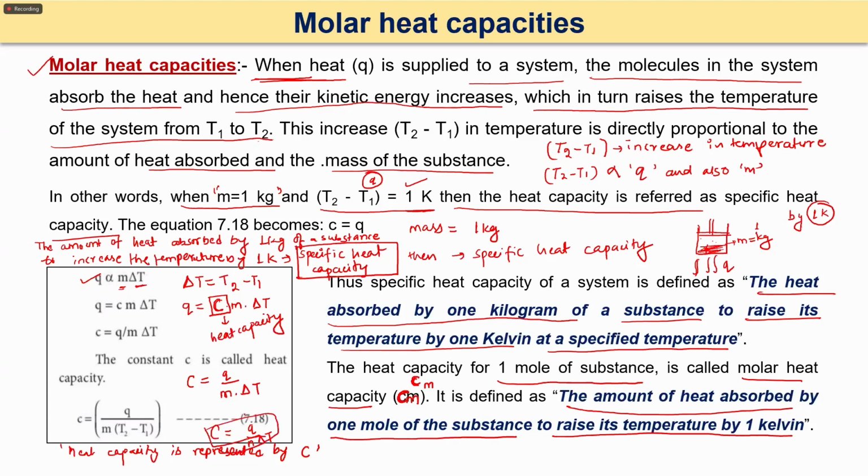I will summarize these equations in the last slide, so don't worry. Just remember that here C is the heat capacity and it is equal to Q by M, where M is mass in the case of specific heat capacity, and delta T is the temperature difference, T2 minus T1. This equation, Q by M into T2 minus T1, is the equation for the heat capacity. So now we are clear with specific heat capacity and molar heat capacity. Let us move to the next slide now.